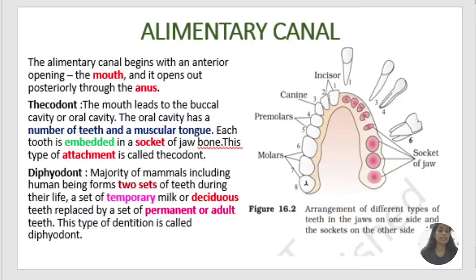Alimentary canal. The alimentary canal begins with an anterior opening, which is the mouth, and it opens out posteriorly through the anus. What is thecodont? The mouth leads to the buccal cavity or oral cavity.